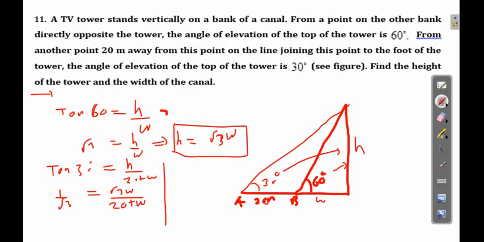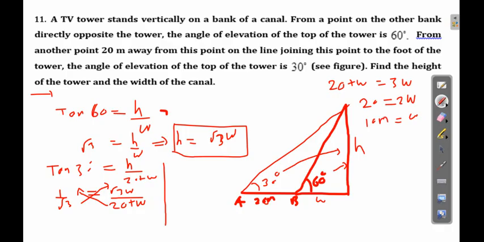Now see here carefully. Root 3 into root 3 is 3. We move this to here and this to here. So 20 plus W equals 3W. Root 3 into root 3 is 3, that's why. So you get 20 equals 3W minus W. 3W minus W, what you get? 2W. And therefore W is equal to how much? 10 meter. So the width is 10 meter.